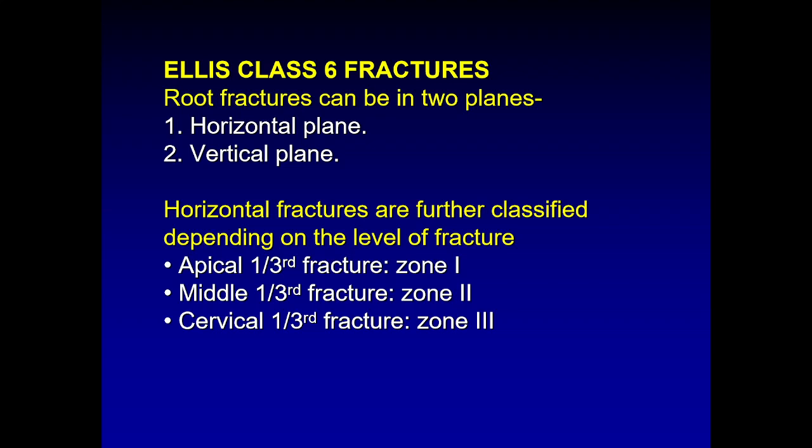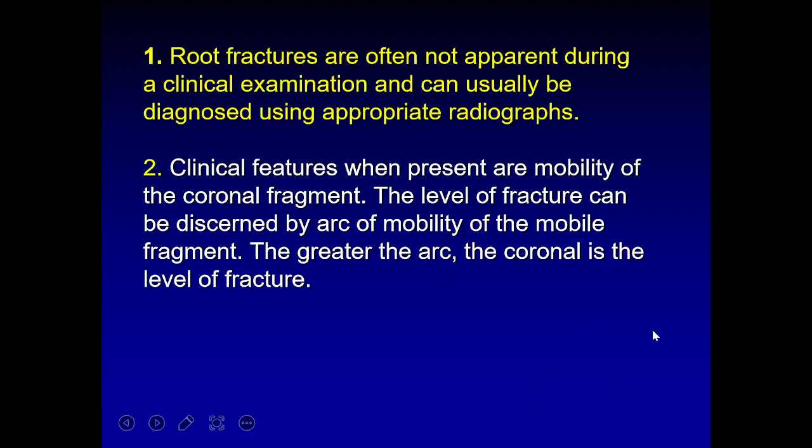Coming to Ellis class 6 fracture. Root fractures, very, very important. Now they can be either horizontal, horizontal means like this, or vertical. A vertical root fracture through and through the apex is straight away extraction. It is a no brainer. You cannot save a split tooth. Horizontal fractures you can, depending on where it's fractured. So the root of the tooth is divided into zone 1, zone 2, zone 3. Correct?